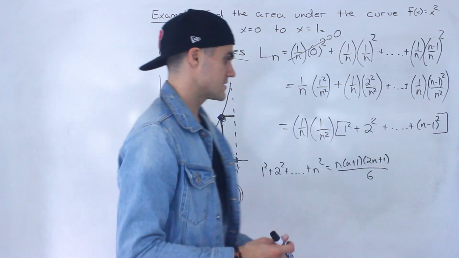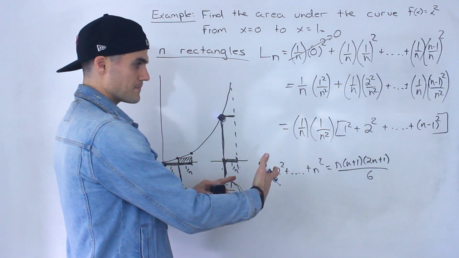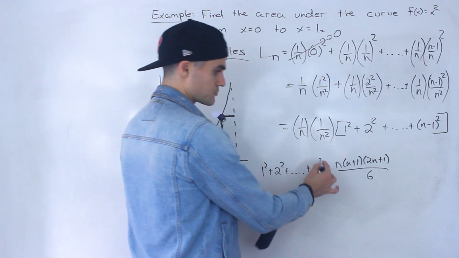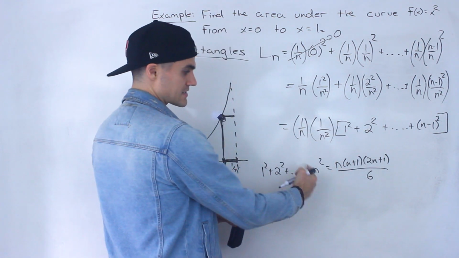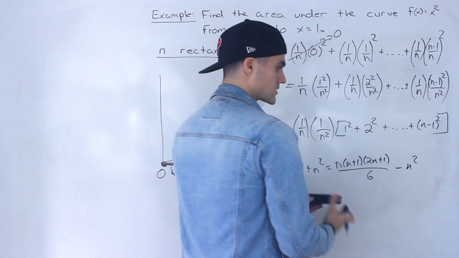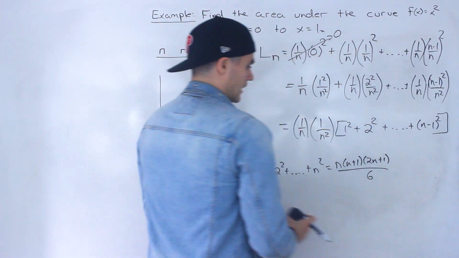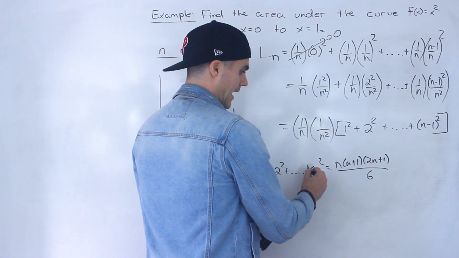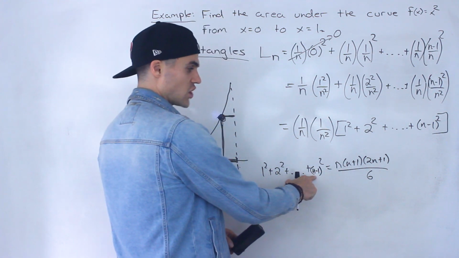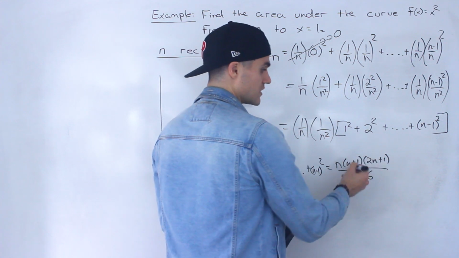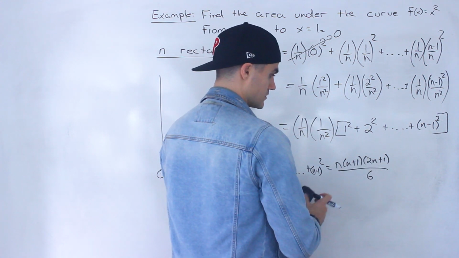So notice that we're not going to n squared here, we're going to n minus 1 squared. And so to adjust the formula for that, basically what we can do is we can either subtract an n squared from both of these, because then the last term would be n minus 1 squared, right? So that's one way to go about it. Another way is to just change this last term to be n minus 1 squared. But then if we change this term from n to n minus 1, we got to change all of these terms from n to n minus 1.